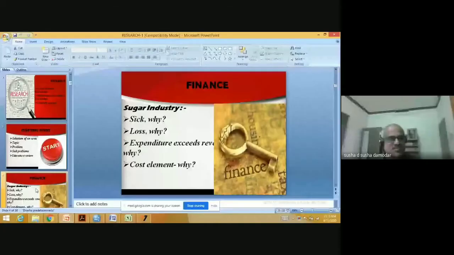Then some of the cost elements are increasing at an alarming rate. Again, why? So from the main problem, the researcher has to identify a number of sub-problems through literature review.